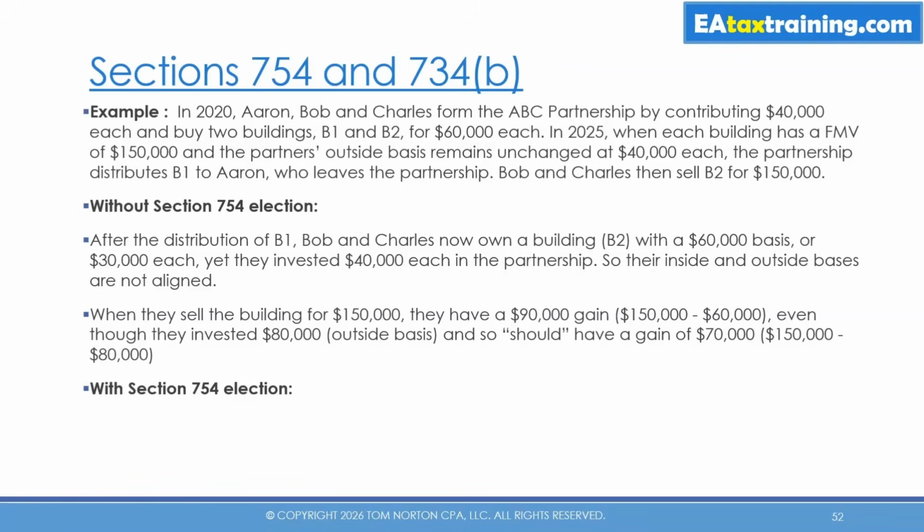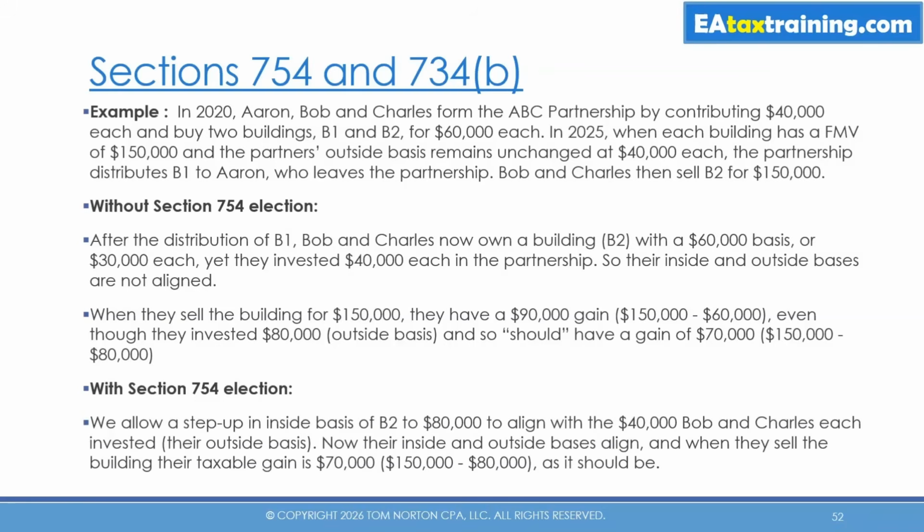So what happens if they do make a 754 election? Well, then we allow a step up in basis of building 2 to $80,000. So that then aligns it with the $40,000 that Bob and Charles have each invested. So now their inside basis and their outside basis are the same. So when they sell that building, their taxable gain will be $70,000, which is what it should be. So just because of the way the math works, when they distributed that building out to Aaron, the first building, that left them in this weird spot where their inside basis did not match their outside basis.